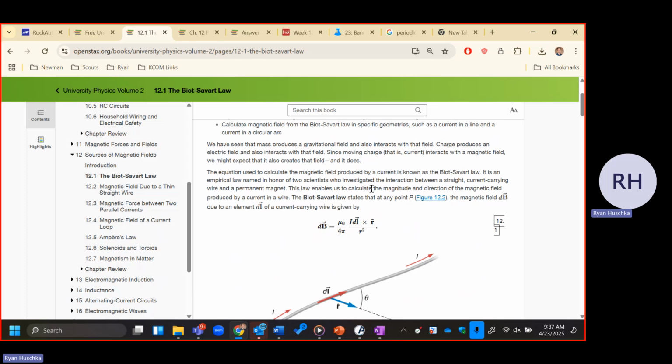There doesn't seem to be any rhyme or reason for how they come up with that equation other than that it fits observations, right? But this is an empirical law. So two scientists basically said, hey, we're going to study how current goes through a wire and where the magnetic fields are generated.